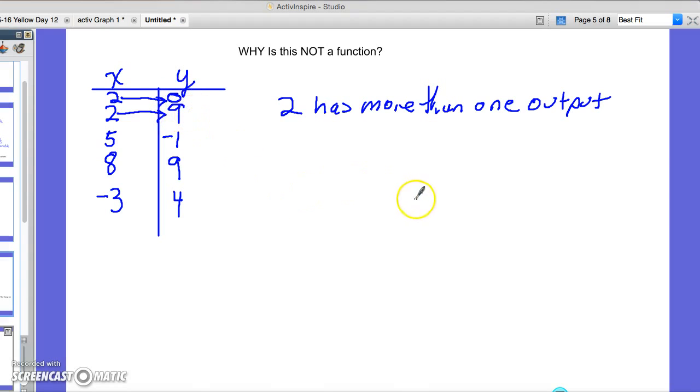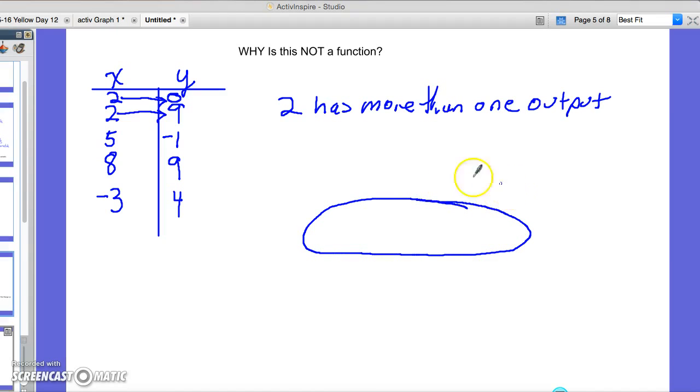If you think about a function, let's say you're making something in a factory, like shirts. If you're making a shirt, you want to know that if you put something into your machine, you want to know exactly what's coming out. You don't want it to be a mystery. But here, if I put in a 2, I don't know what's coming out. It could be a 0, it could be a 9. That's a bad machine. This is not a function.